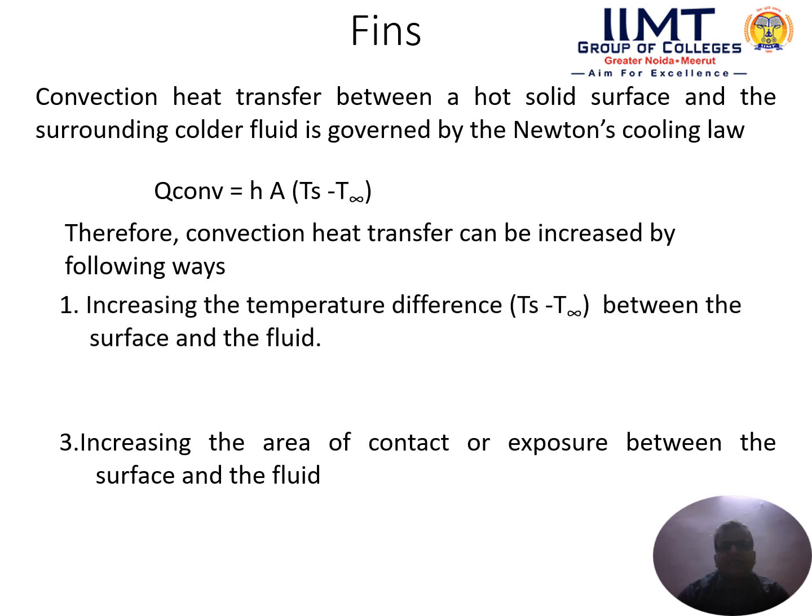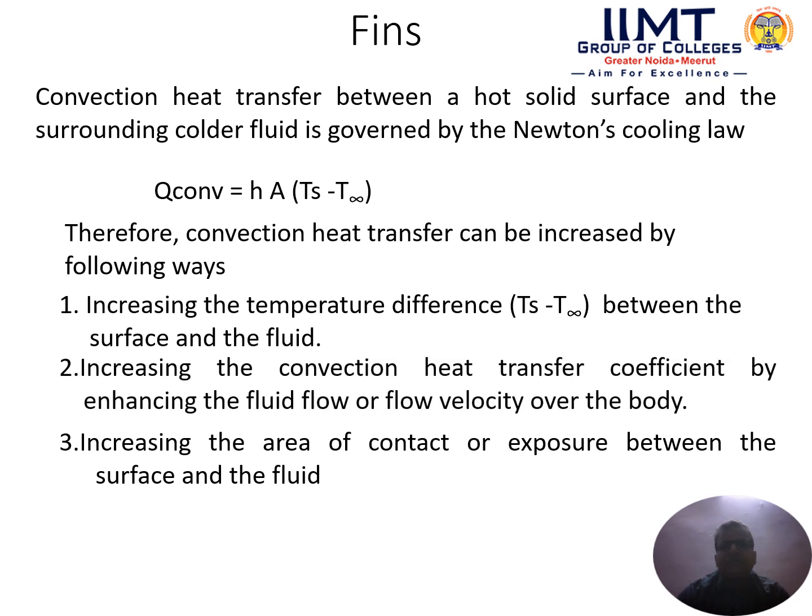Number one, by increasing the temperature difference. That means by increasing the value of Ts minus T infinity, we can increase the rate of heat transfer by convection from the surface of the hot body to the surrounding fluid. Number two, it can be increased by increasing the heat transfer coefficient h by changing the surrounding fluid. And the third one is by increasing the effective contact area between the surface and the surrounding fluid, that is A.